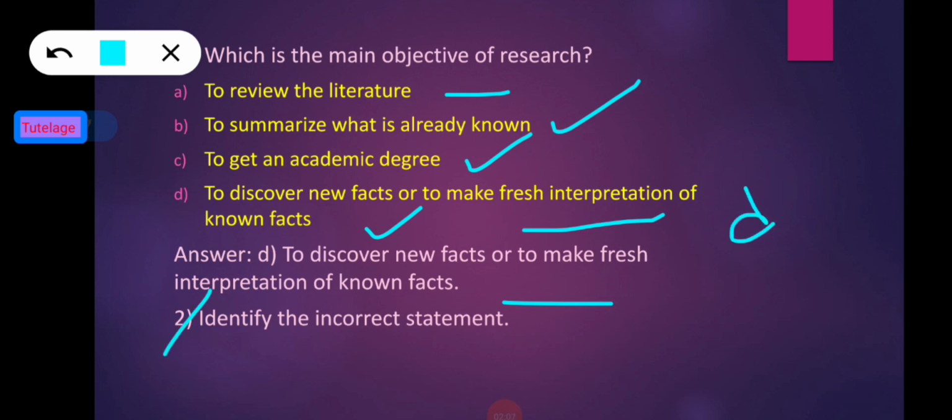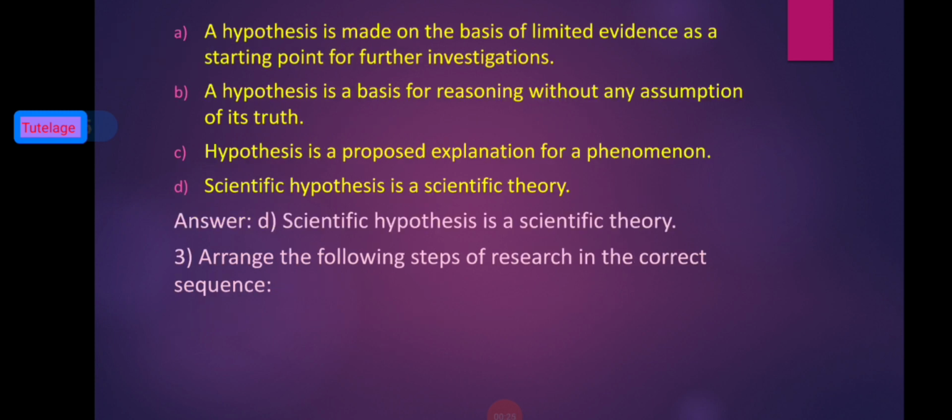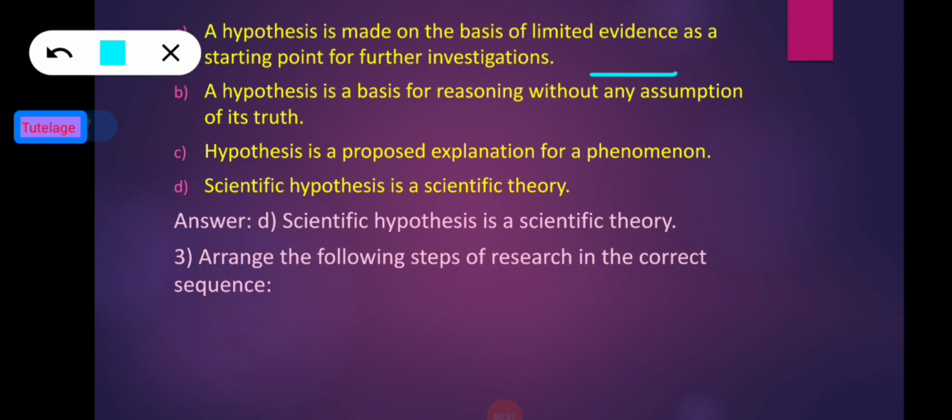Now going to the second question, identify the incorrect statement. Going to the next slide, here we can see the four options of this particular question. Option A: a hypothesis is made on the basis of limited evidence as a starting point for further investigation. Second option: a hypothesis is a basis for reasoning without any assumption of its truth. Third: a hypothesis is a proposed explanation for a phenomenon. And the last one: a scientific hypothesis is a scientific theory.